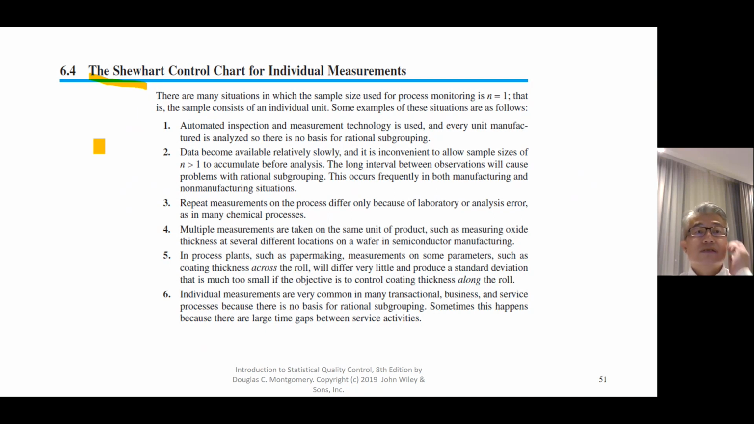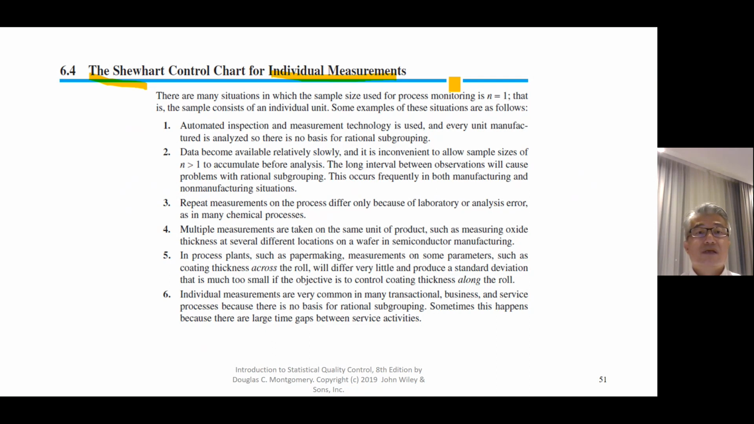So this is the Shewhart control chart for individual measurements. There are many situations in which the sample size used for process monitoring is one, when only an individual sample is available. That is to say, the sample consists of an individual unit. So some examples of this situation are as follows.